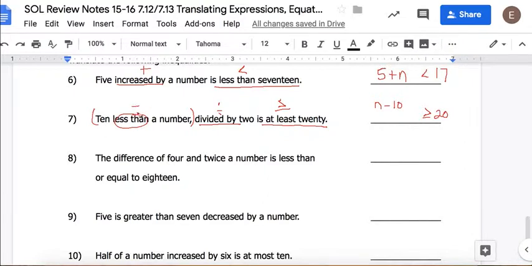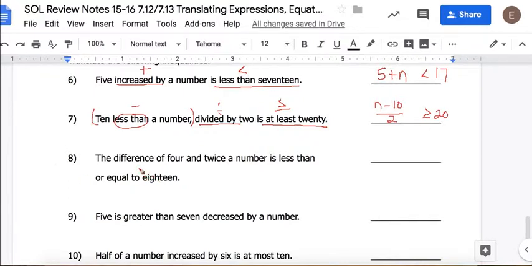Oh, I forgot to put the subtraction sign here. And we're going to divide n minus 10 by 2. Now, I didn't put it in parentheses because order of operations would tell me to do the top first anyways. But I could put the parentheses there if I needed to.